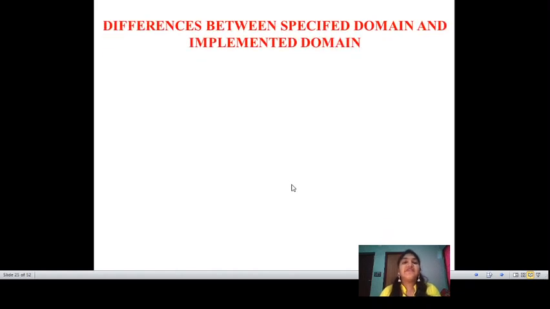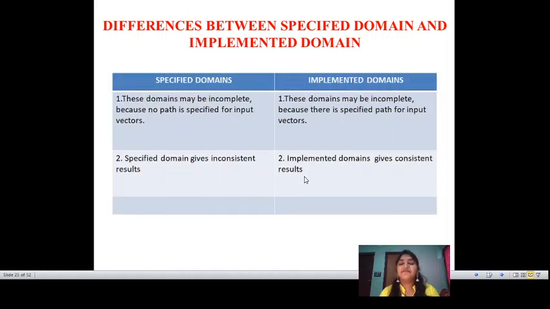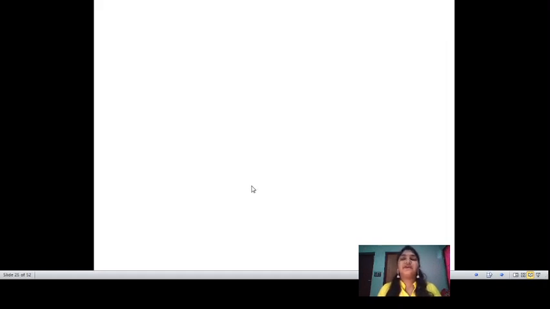Next is the differences between the specified domain and the implemented domain. There are mainly two differences. First, specified domains may be incomplete because no path is specified for input vectors, and implemented domains may be incomplete because there is a path specified for the input vector. In the specified domain, the path should not be specified; in the implementation, the path will also be specified. That is one difference. Second, specified domains give inconsistent results, but implemented domains give consistent results. This defines the differences between specified and implemented domains.